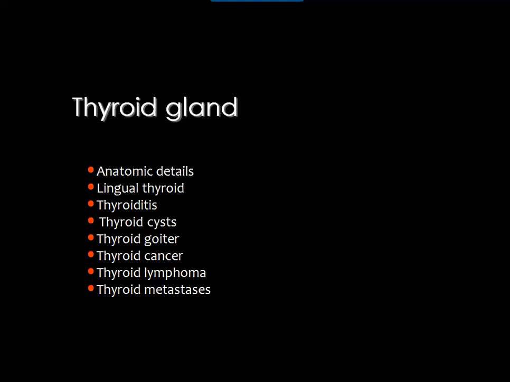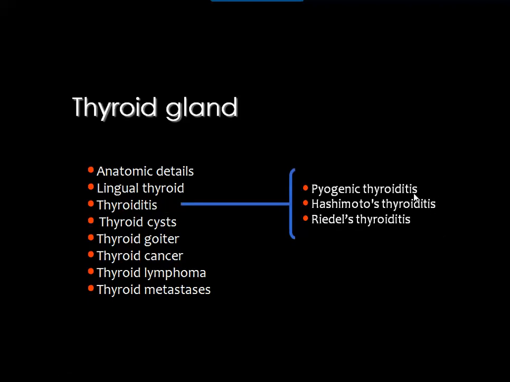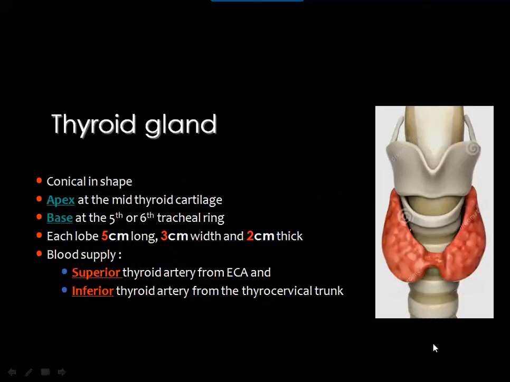Then we came to the thyroid gland, and we will have some of the anatomic details. Then we mentioned something about the congenital ectopic thyroid, then thyroiditis, including the subacute thyroiditis, Hashimoto and radiation thyroiditis, then thyroid cysts and goiter, thyroid cancer, lymphoma, and metastasis.